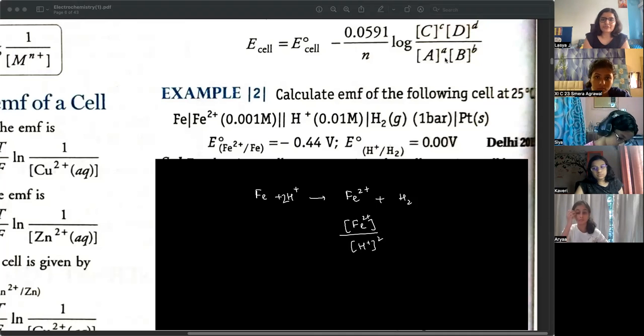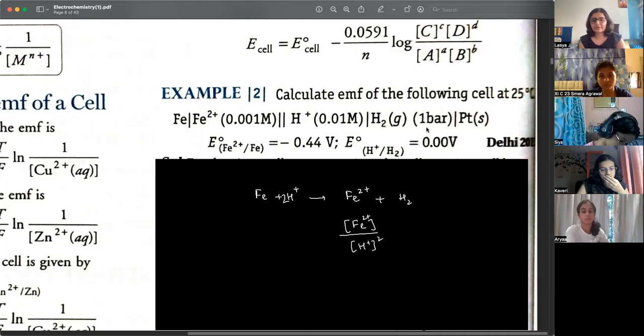Smera has already solved it. Let me check it quickly. I don't think you would require the logarithm, everything is in the power of 10. Yes, it matches.